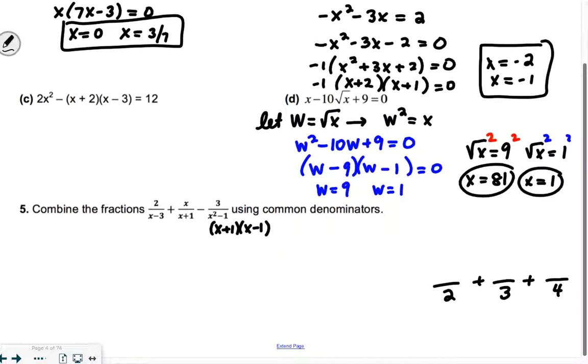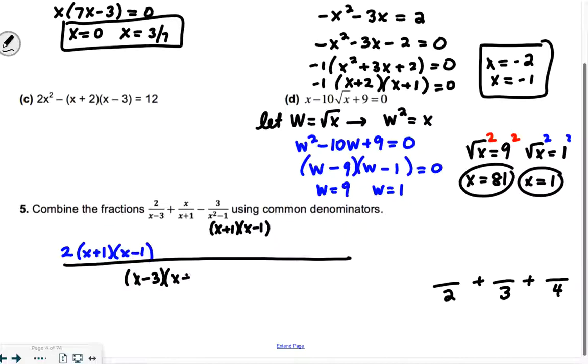So let's look at each of these denominators. Let's say what it has and what it's missing. So when I have x minus 3, it has x minus 3, what factors is it missing that are in other denominators? X plus 1 and x minus 1, right? So we're going to write 2 times x plus 1 times x minus 1. And these are all going to be over what denominator? x minus 3 times x plus 1 times x minus 1. You can always leave the denominator factored. We actually like factored denominators.